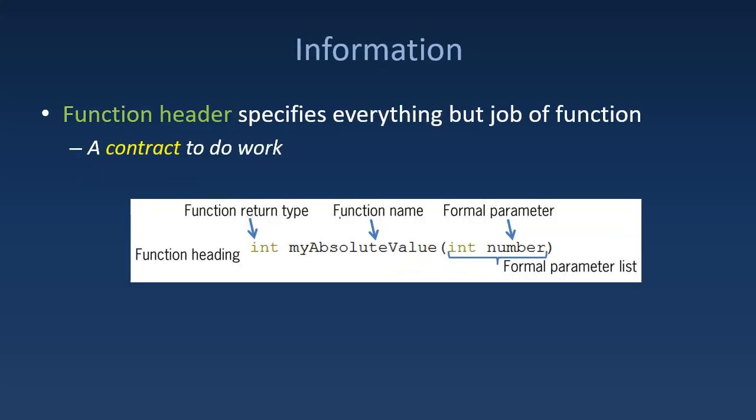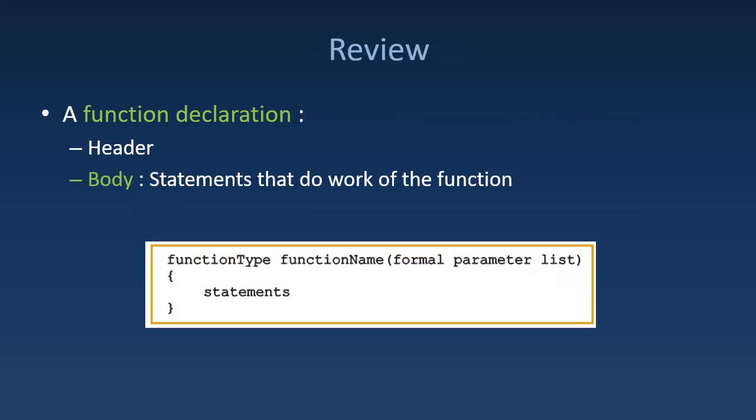Now, we've already had experience reading function headers or prototypes. This is what describes the contract between the caller of a function and the function itself. It describes what the function is going to return, what the function's called, what information the function needs to do its job. The only thing that the function header doesn't specify is how the function does its job. And for that, we add a function body to the header. It's a block of code surrounded with curly braces that has one or more statements that actually define how the function that we're declaring does its job.